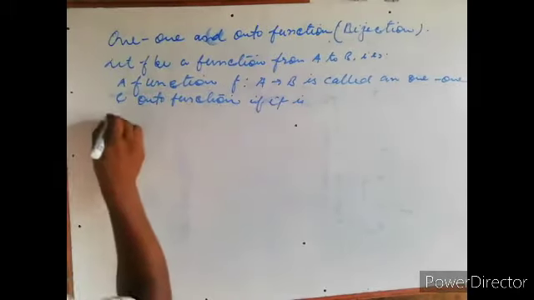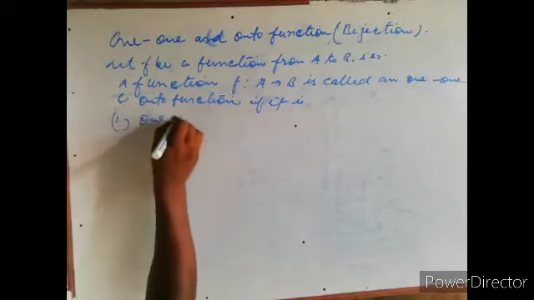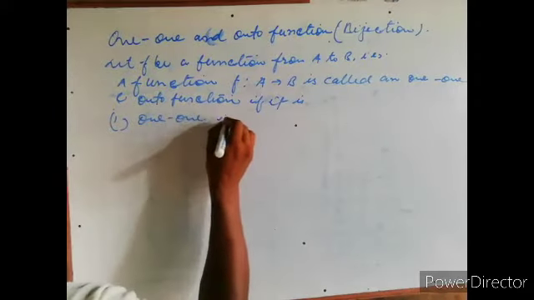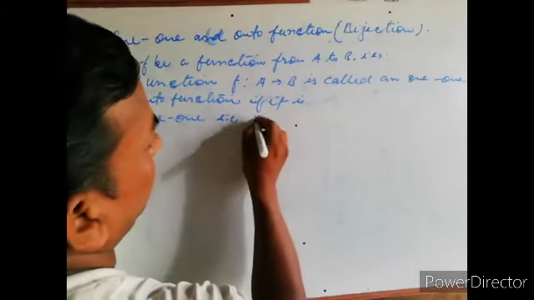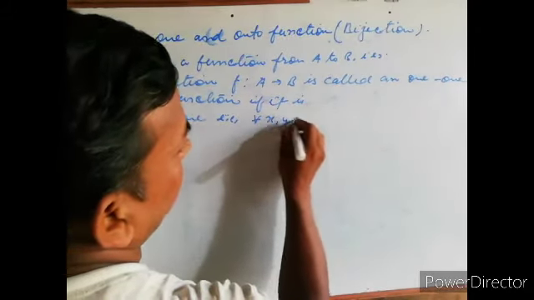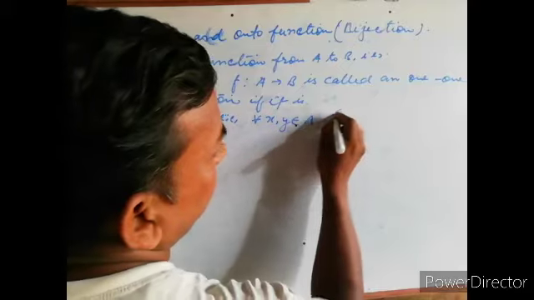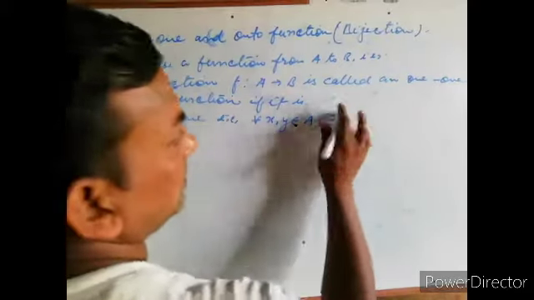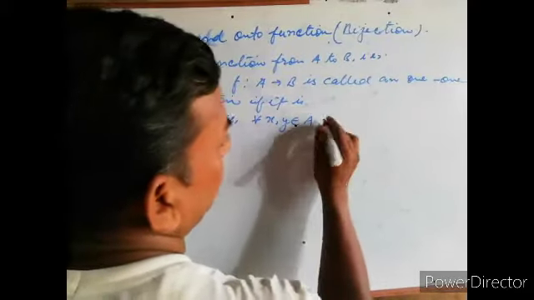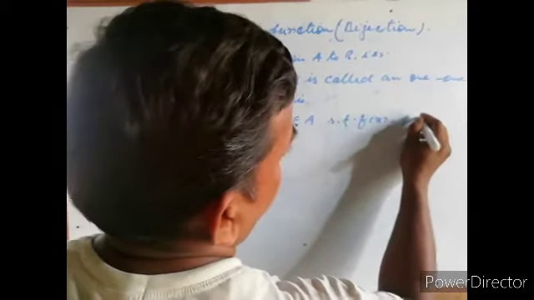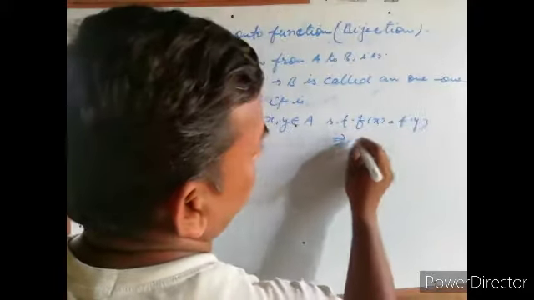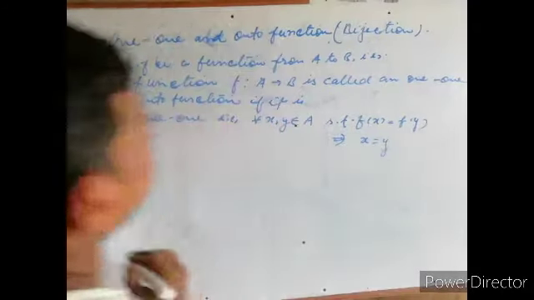it is first one-one, that is, for all x, y belongs to set A, that is domain, such that f of x is equal to f of y. So this implies x is equal to y.